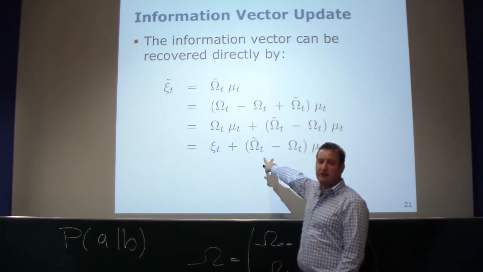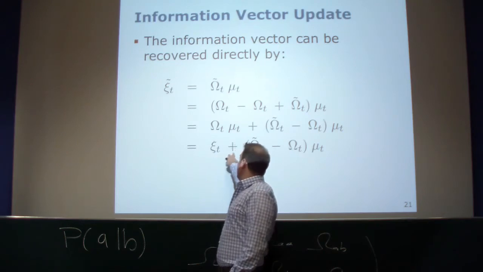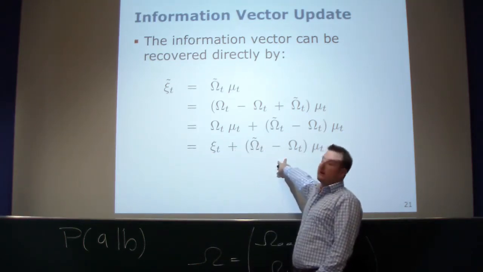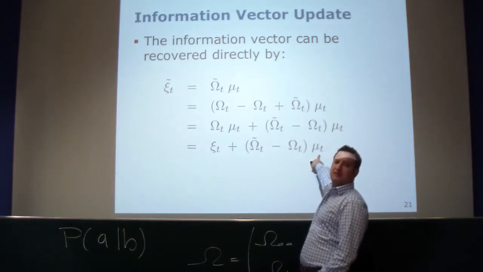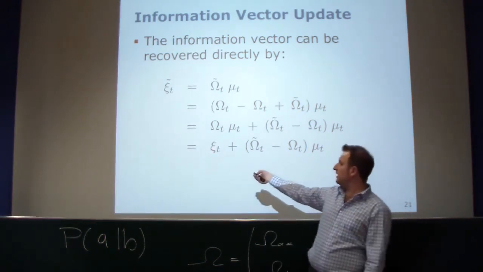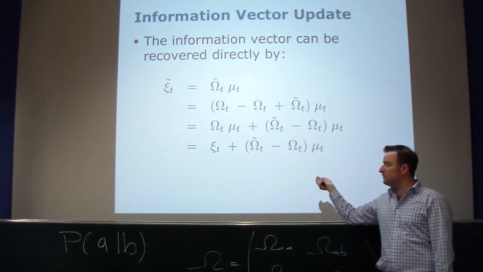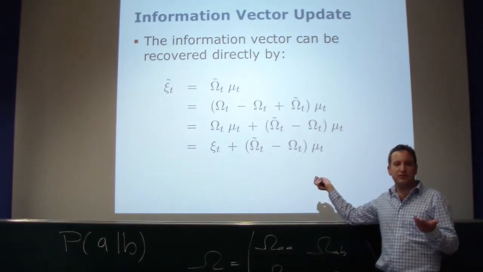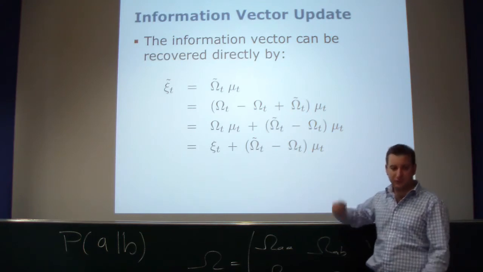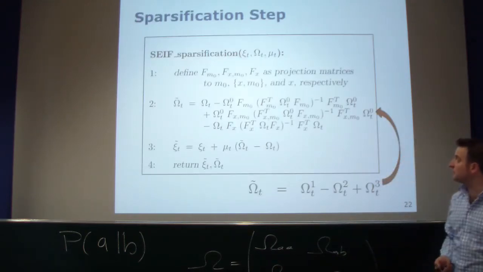And so what I need to do in the end is take my old information vector from before the sparsification and add the difference between the information matrix before and after the sparsification, times the mean. So this is an update. This guy I have from the previous step, and there's a difference between the information matrix that was introduced due to the sparsification. Okay, so given that I have that, I can define the complete sparsification algorithm.